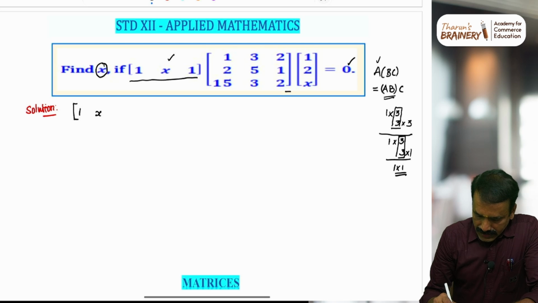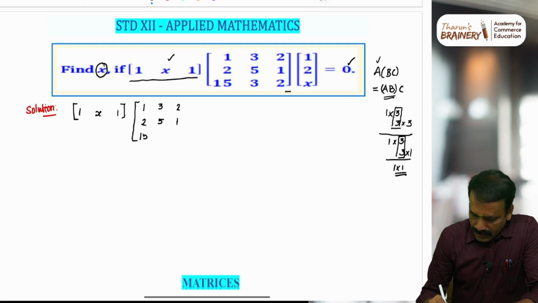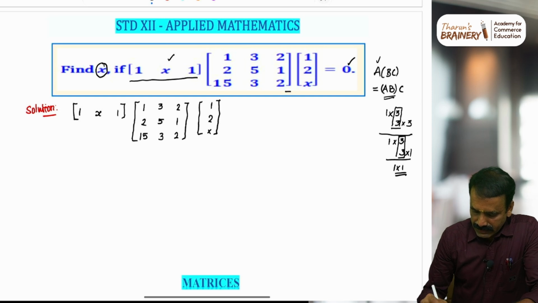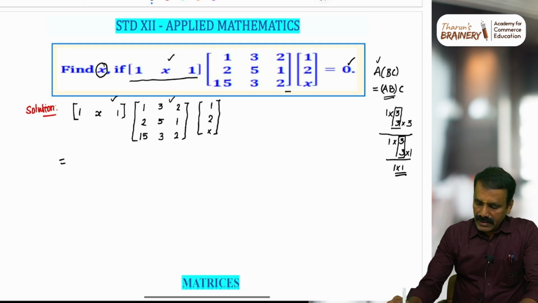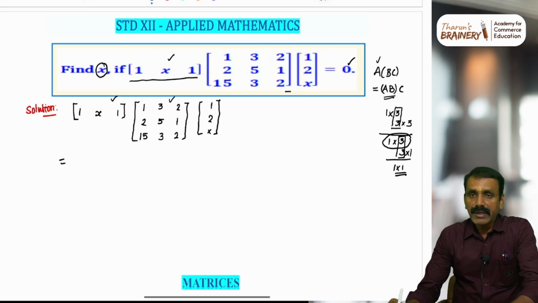[1 x 1] multiplied with [1 3 2; 2 5 1; 15 3 2]. Again the third matrix [1; 2; x]. So this is the question given. I am going to multiply the first and second matrix. The resultant matrix is going to have only one row, but it is going to have 3 columns.